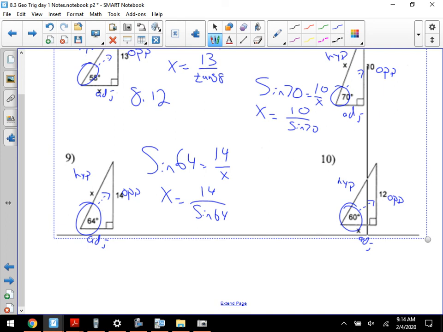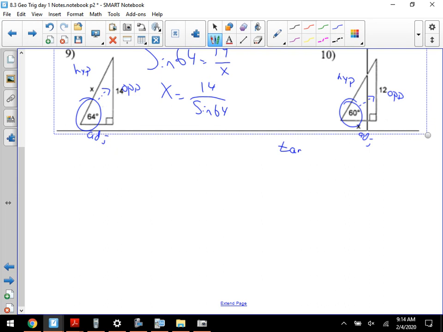So when you did this one, it was a tangent, so tangent of 60 was 12 over x. So x was 12 over the tangent of 60, and you got, I think this was 4 root 3, wasn't it? Yeah. There you go. That's what we're working on, guys.